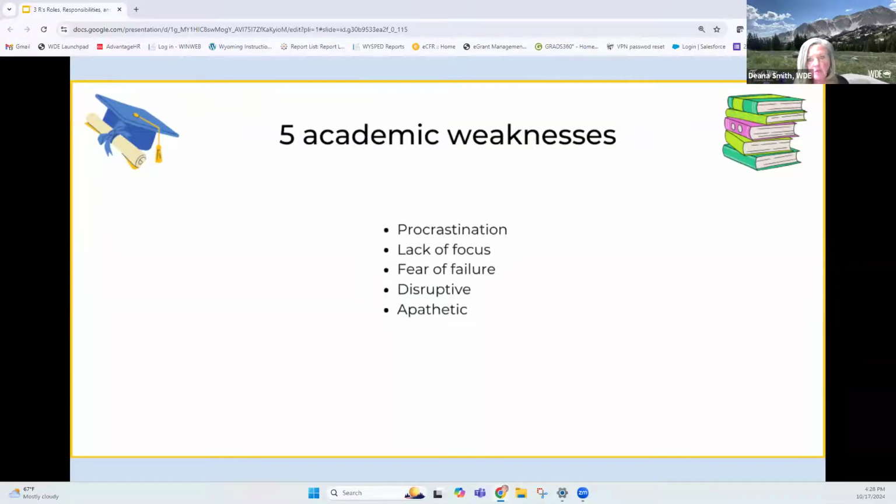I don't have as many weaknesses on this slide. I know that there are probably a lot more, but maybe disorganized, that one should probably go on there.